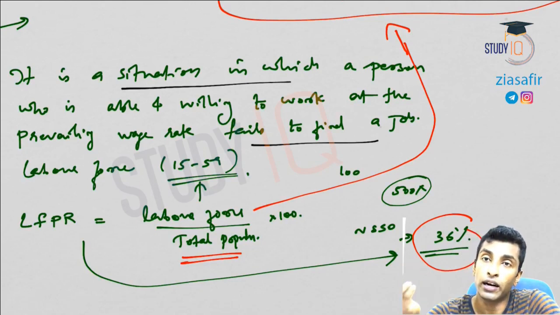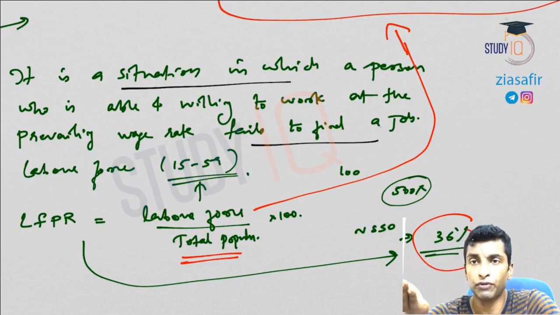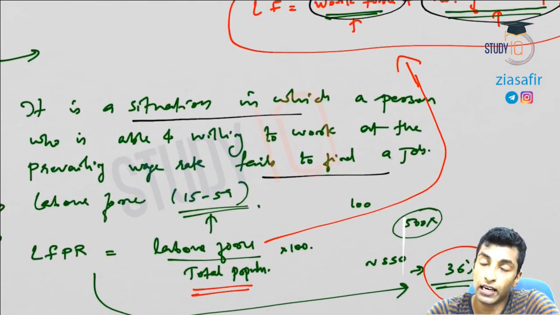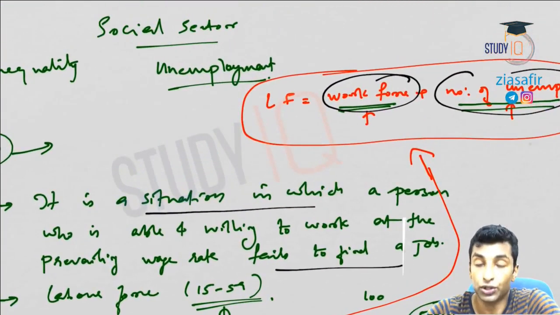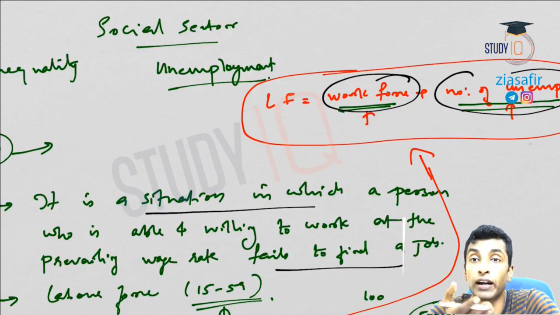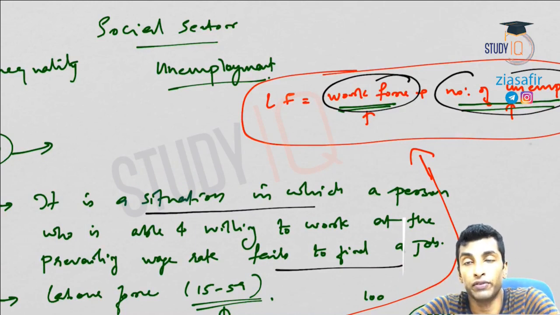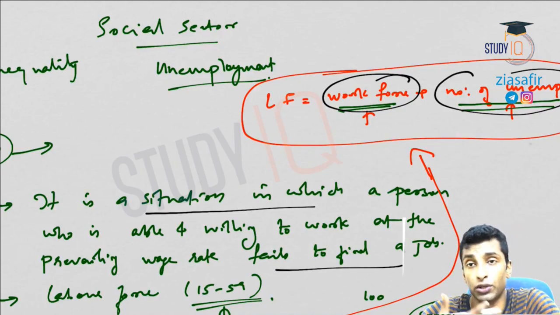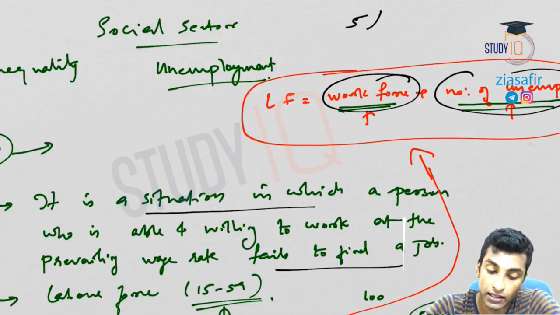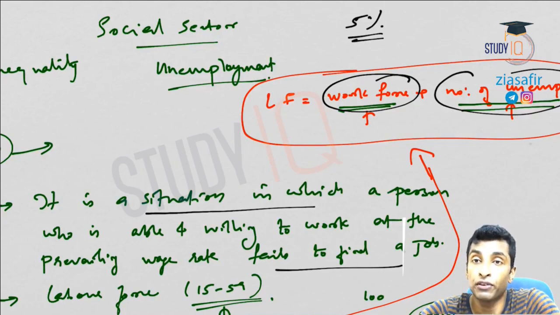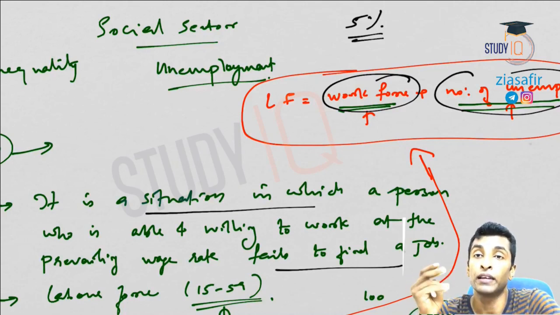And how to calculate unemployment? Unemployment is calculated upon the labor force, right? So the total number of unemployed divided by labor force into 100 will give you the unemployment rate. So remember, in the denominator it is labor force, not the total population. Unemployment is not measured on the basis of total population. So let's suppose I'm saying 5% are unemployed. It doesn't mean that 5% of the total population is unemployed. It means 5% of those who are willing and able to work at the prevailing wage rate are unemployed.